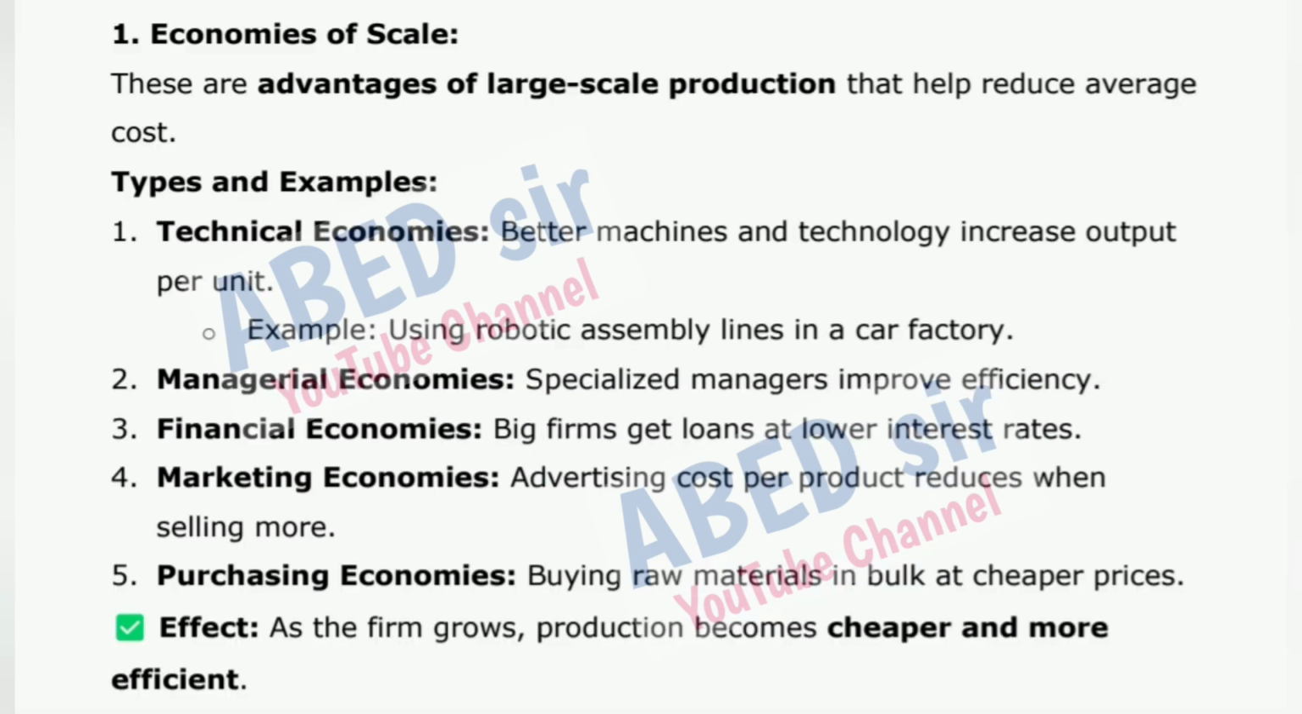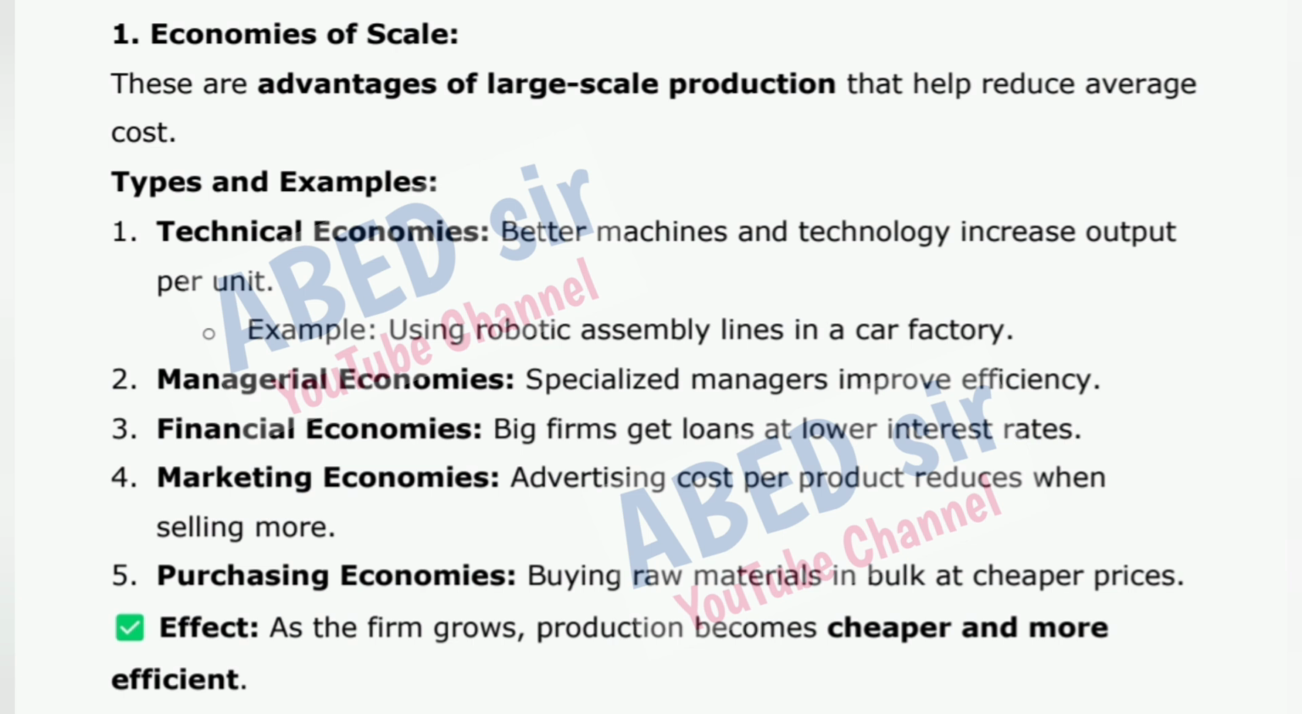1. Economies of scale. These are advantages of large-scale production that help reduce average cost. Types and examples. 1. Technical economies. Better machines and technology increase output per unit. Example, using robotic assembly lines in a car factory.